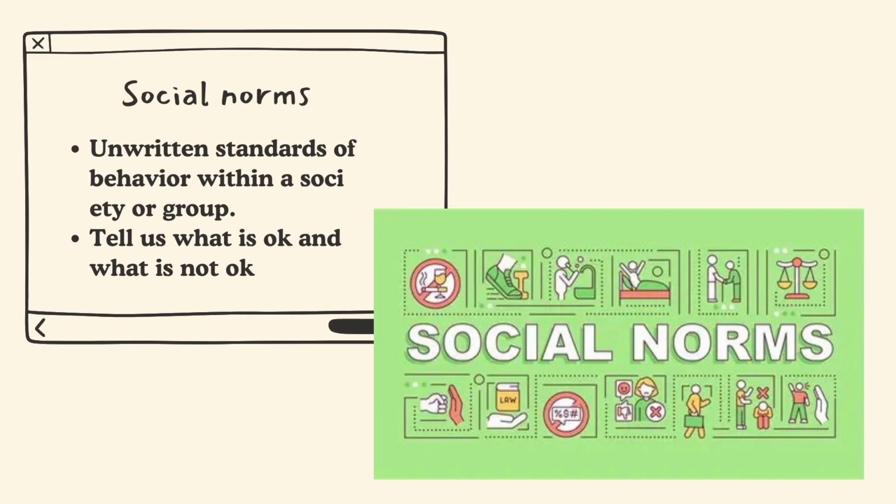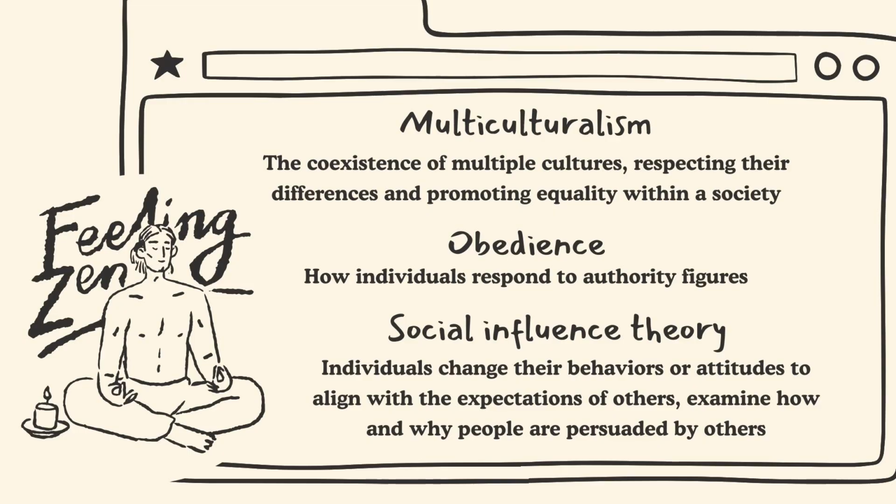We might not be able to say bad words in public space or even punch other people with or without any reasons in public or in any situation. Those are all kinds of social norms. Next, we're going to talk about multiculturalism.